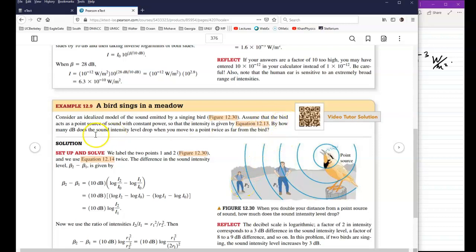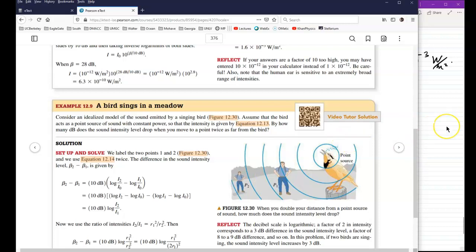Assume that the bird acts as a point source of sound with a constant power so that the intensity is given by the equation. By how many decibels does the sound intensity level drop when you move to a point twice as far from the bird? I did it slightly differently from the book, so you may want to read how the book did it, and then I'm going to show you my method of doing it.